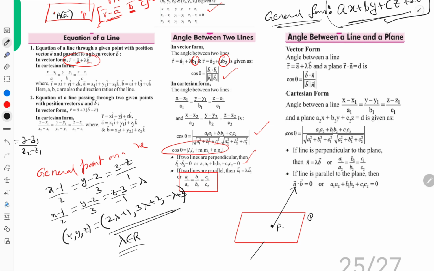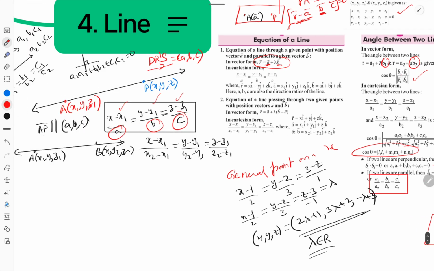Now the angle between the line and plane: suppose you take the normal to the plane. If the angle between the line and plane is theta, then the angle with the normal will be 90 minus theta, and you can use cos of 90 minus theta. Same as the angle between two lines, a bar dot b bar by mod a mod b, you can use it. Okay, right.